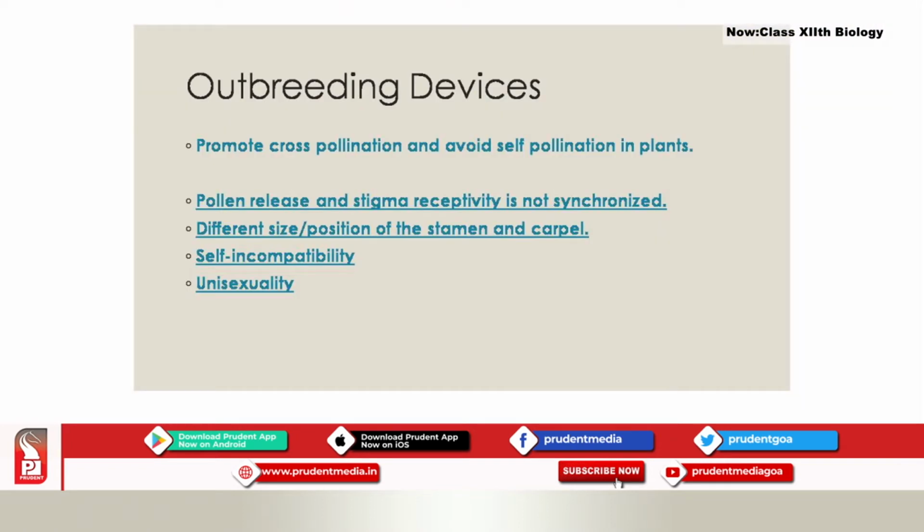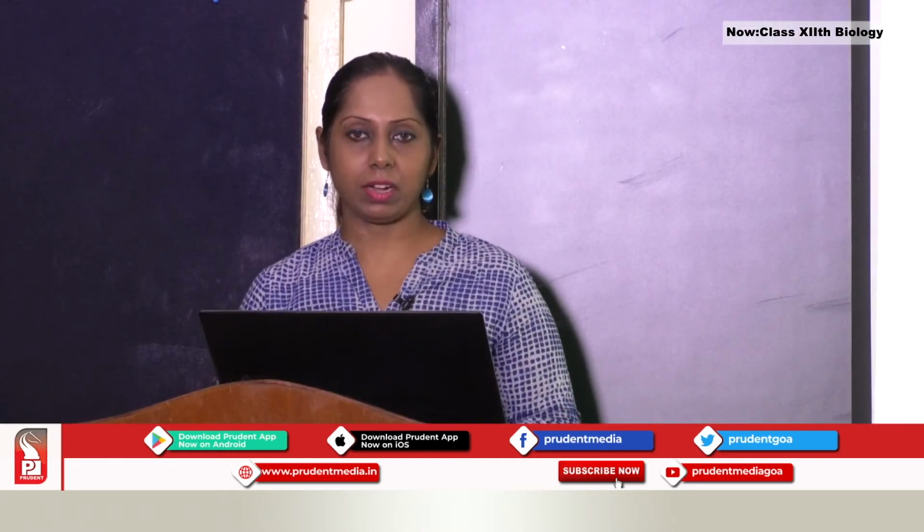So how do plants bring about or promote cross-pollination and avoid self-pollination? These are the ways by which the plants will be doing it. So let's see the first one. The pollen release and stigma receptivity is not synchronized in plants.